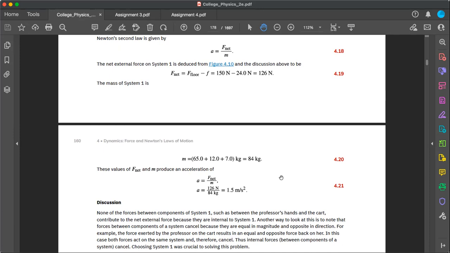Now, what is the final velocity after 1 minute? 90 meters per second. Ninety meters per second. Can you convert it to kilometers per hour?